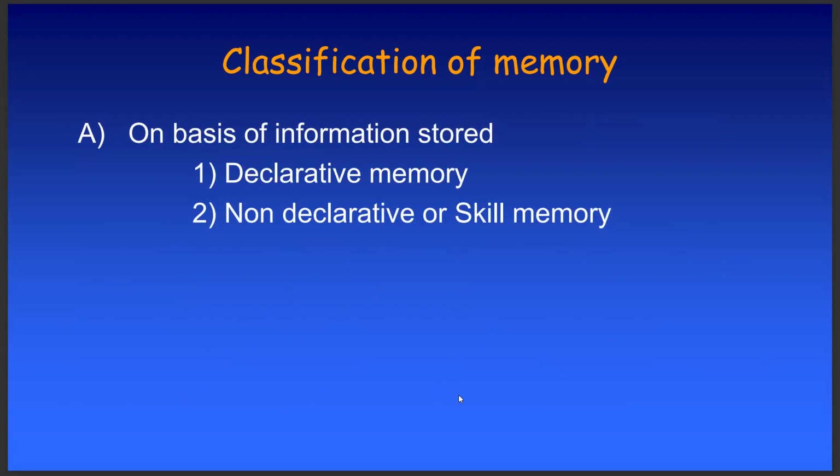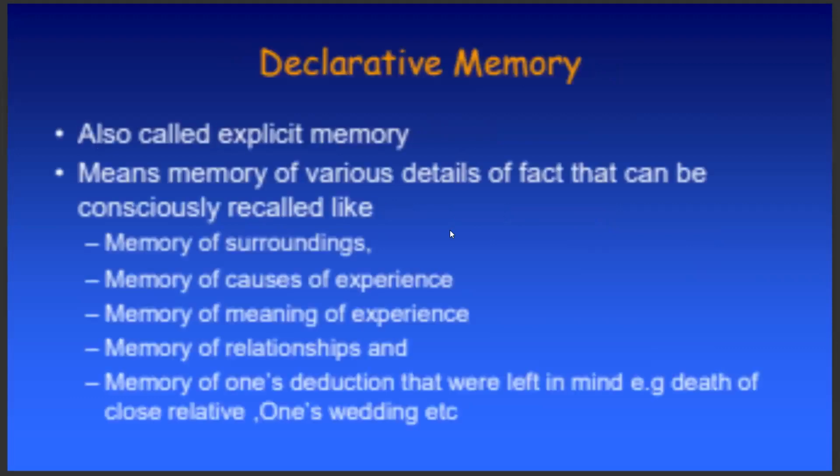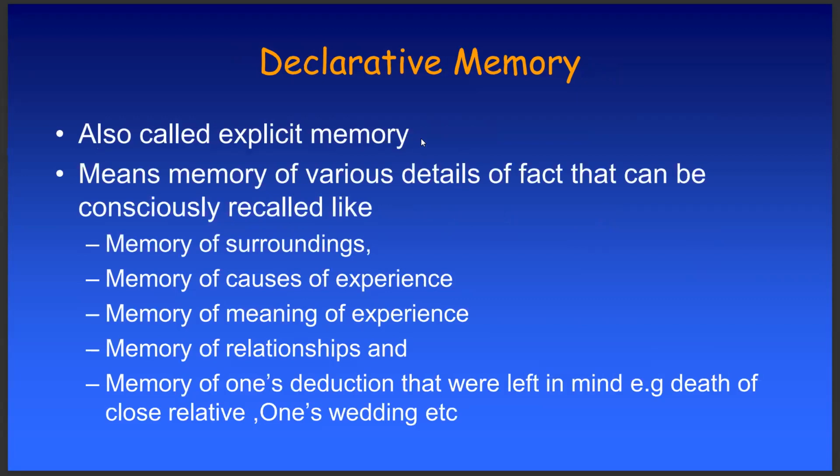If we talk about the classification of memory, on the basis of the stored information there are two types of memory. One is known as declarative memory. The other is known as non-declarative memory, which is also known as skill memory. Now, what is declarative memory?